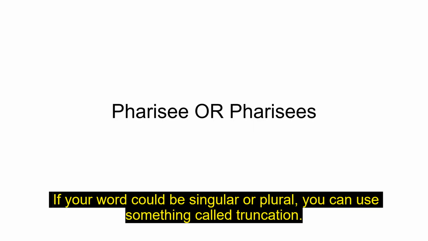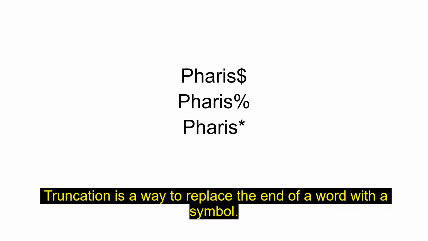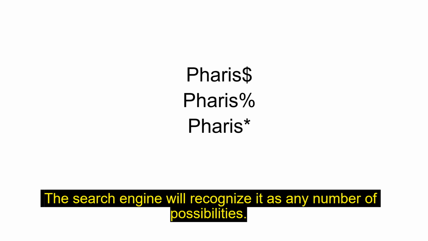If your word could be singular or plural, you can use something called truncation. Truncation is a way to replace the end of a word with a symbol. The search engine will recognize it as any number of possibilities.